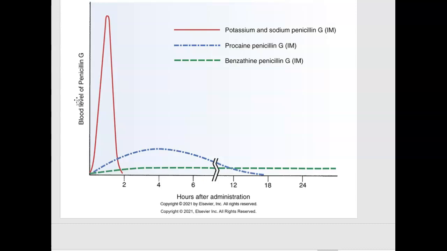So potassium and sodium penicillin G absorption is rapid. The blood levels peak 15 minutes after injection. But the procaine and benzathine salts are absorbed slowly and hence are considered repository preparations, so that when the benzathine is administered IM, it's absorbed for weeks, producing blood levels that are persistent but very low. This preparation is really useful against highly sensitive organisms like bacteria that cause syphilis. We don't see that quite as often anymore.